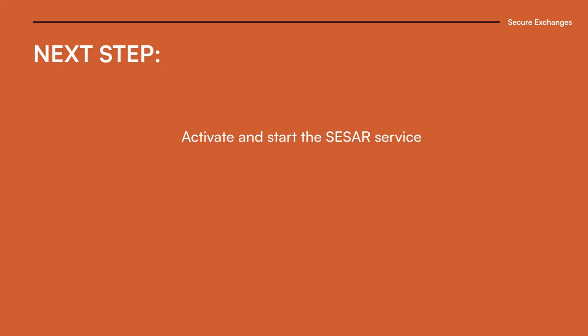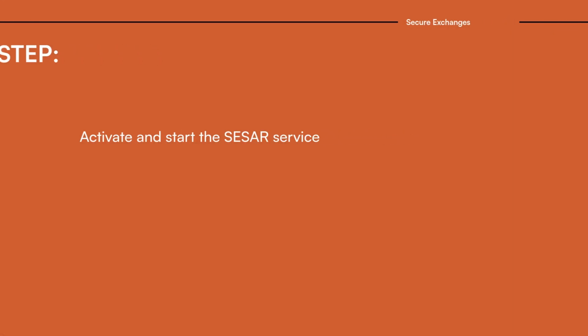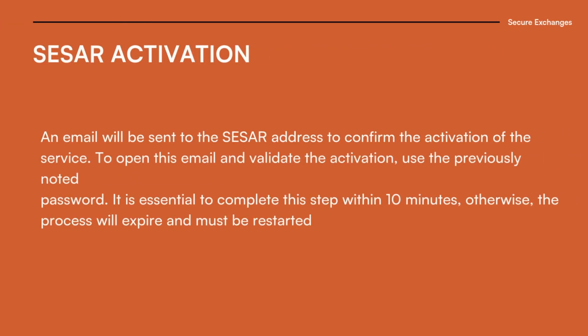The next step is to activate and start the SESAR service. An email will be sent to the SESAR address to confirm the activation of the service. To open this email and validate the activation, use the previously noted password. It is essential to complete this step within 10 minutes, otherwise, the process will expire and must be restarted.